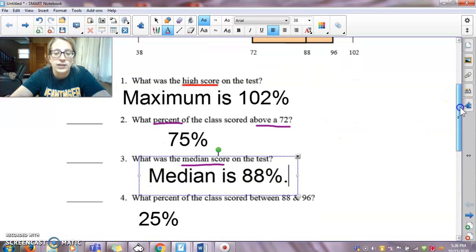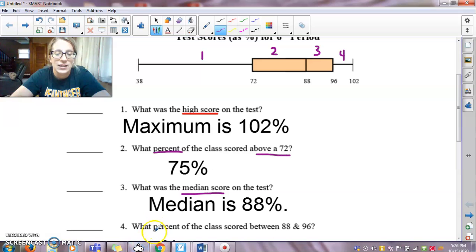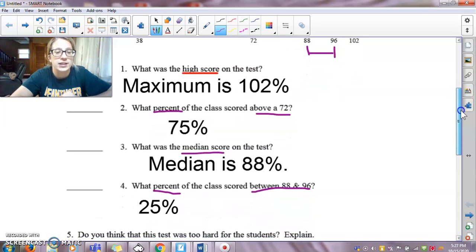Number 4 wants us to look at the percent for the class that scored between 88 and 96. So again, percent means I'm trying to figure out how many sections, 1, 2, 3, or 4, are used based off of the question I'm trying to answer. So it's telling me between 88 and 96. If I'm between there, I'm only touching or in section 3. That tells me that we are 25%.